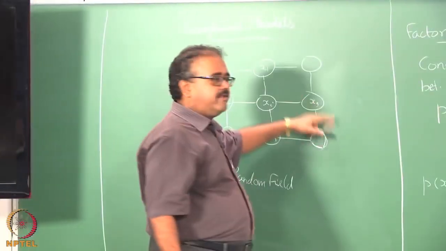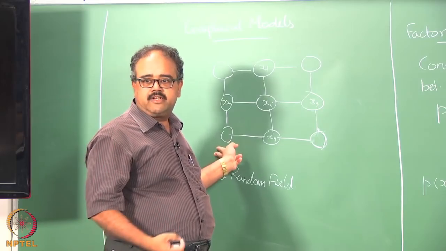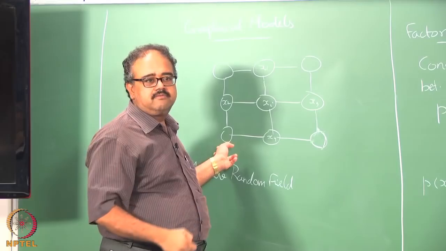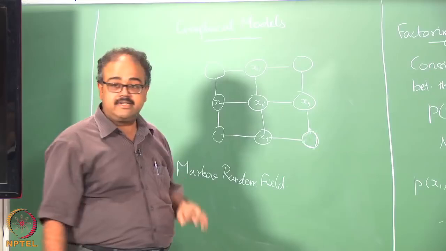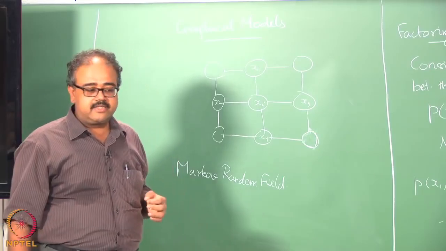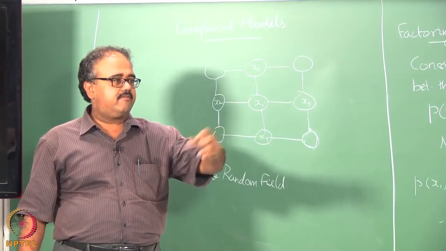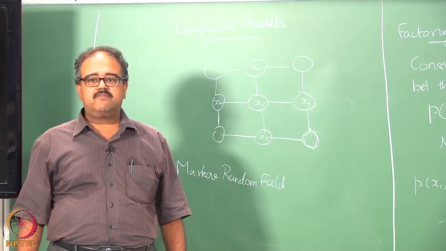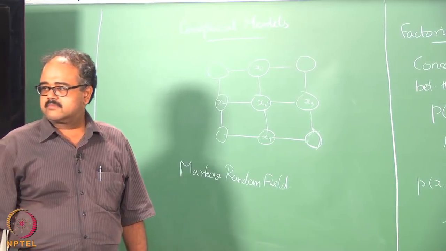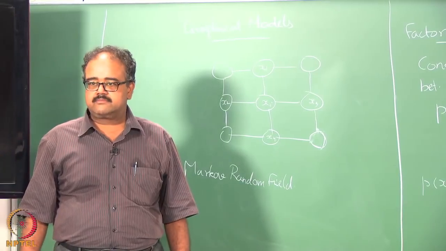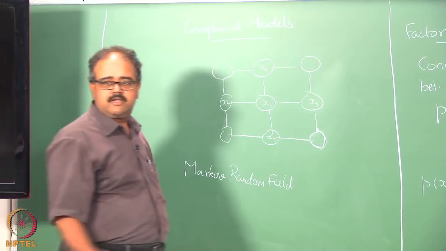Each of these random variables will take one of those values. What are the values it will take? Whether it is a foreground or a background. Now here is the additional assumption I am going to make: the value of the pixel I am going to see depends on whether it is a foreground pixel or a background pixel, and nothing else.